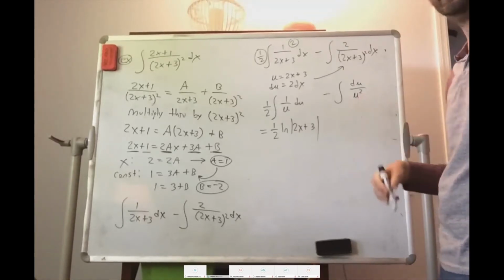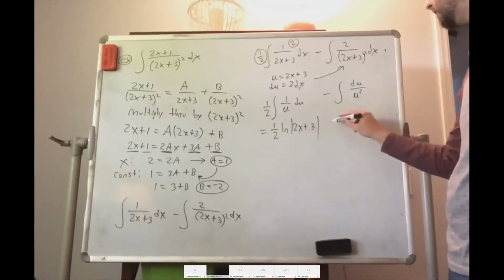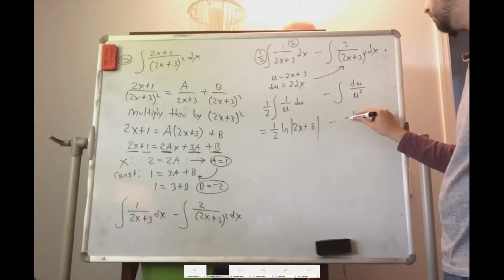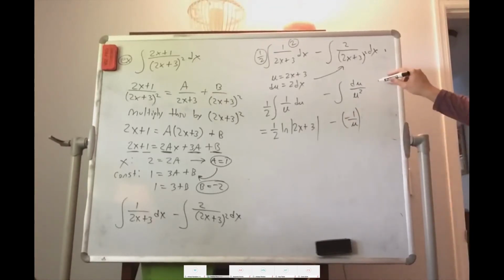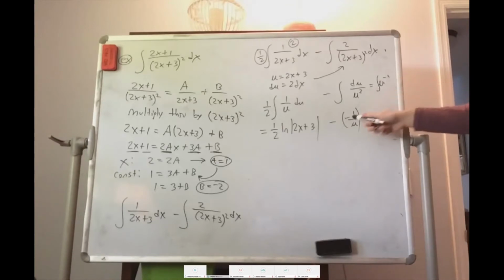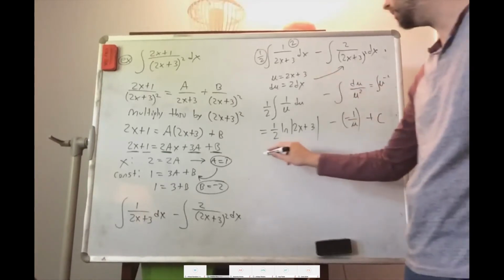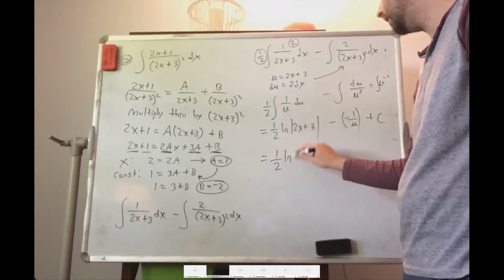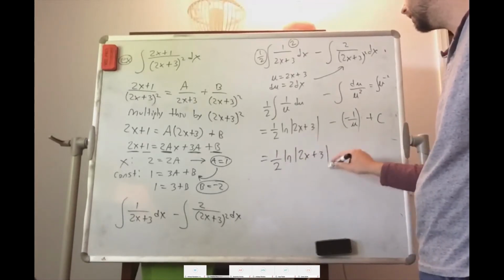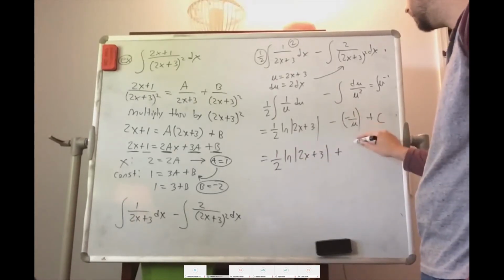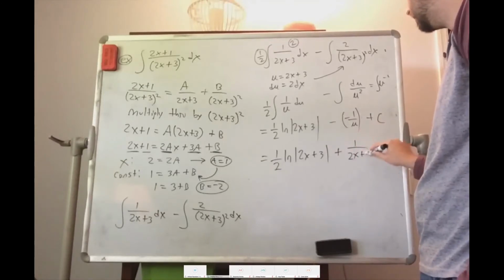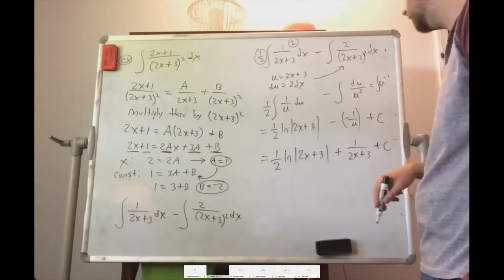So the integral of u to the -2 power basically is -1 over u, right? We can think of this as u to the -2 power, which is you raise the power by 1, -1, divide by that new power of a negative, so you get -1 over u, plus c, and we'll just plug in the u and we'll be done. 1/2 natural log 2x plus 3, minus minus is a plus, 1 over 2x plus 3, plus c.